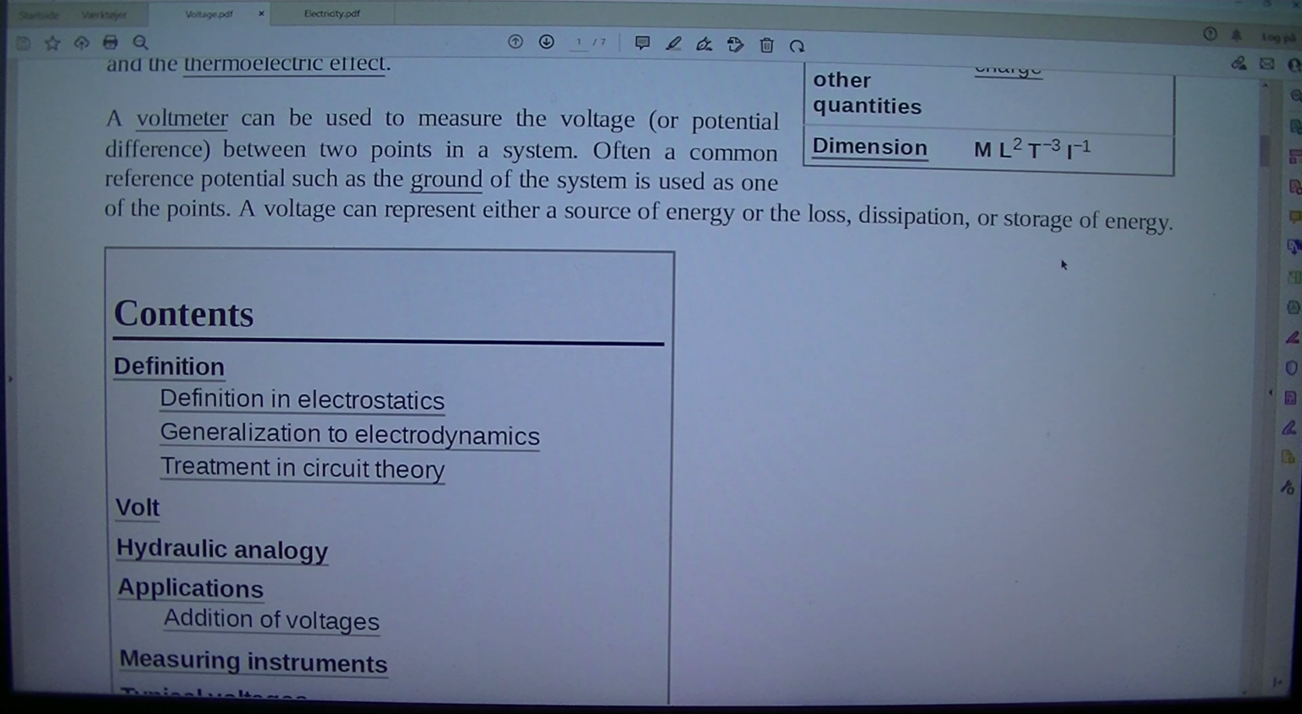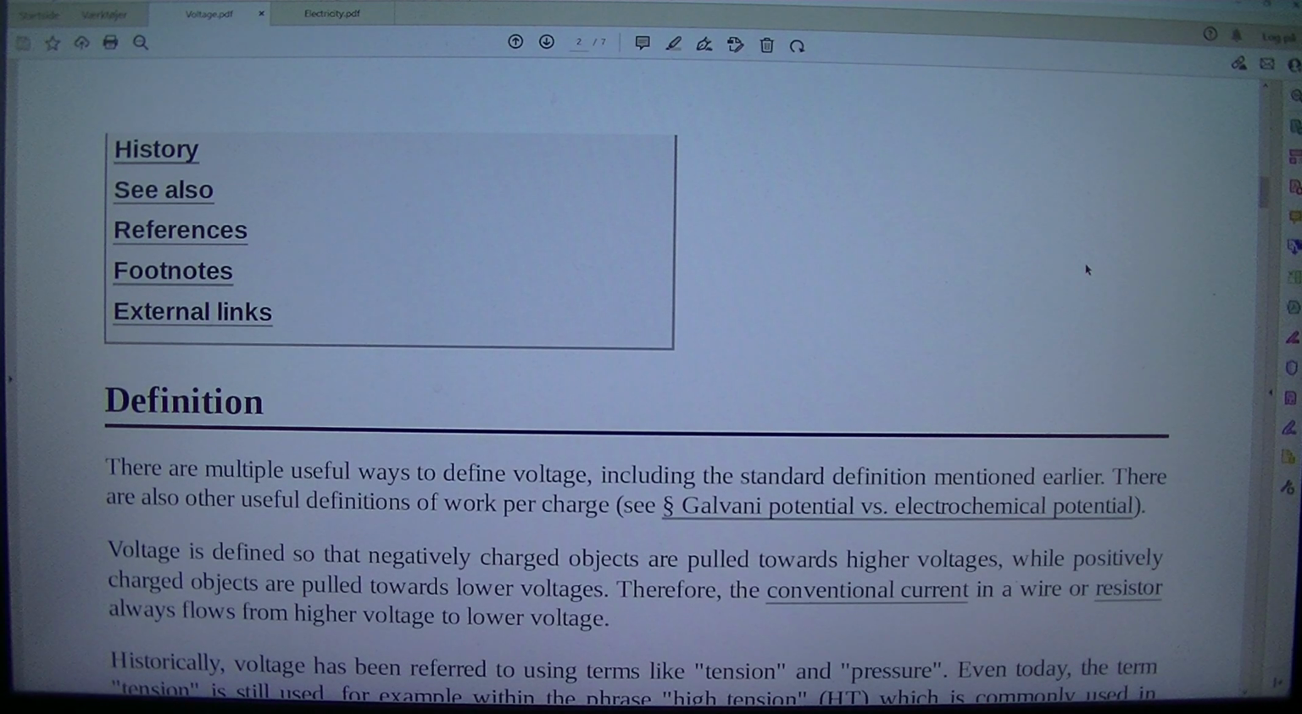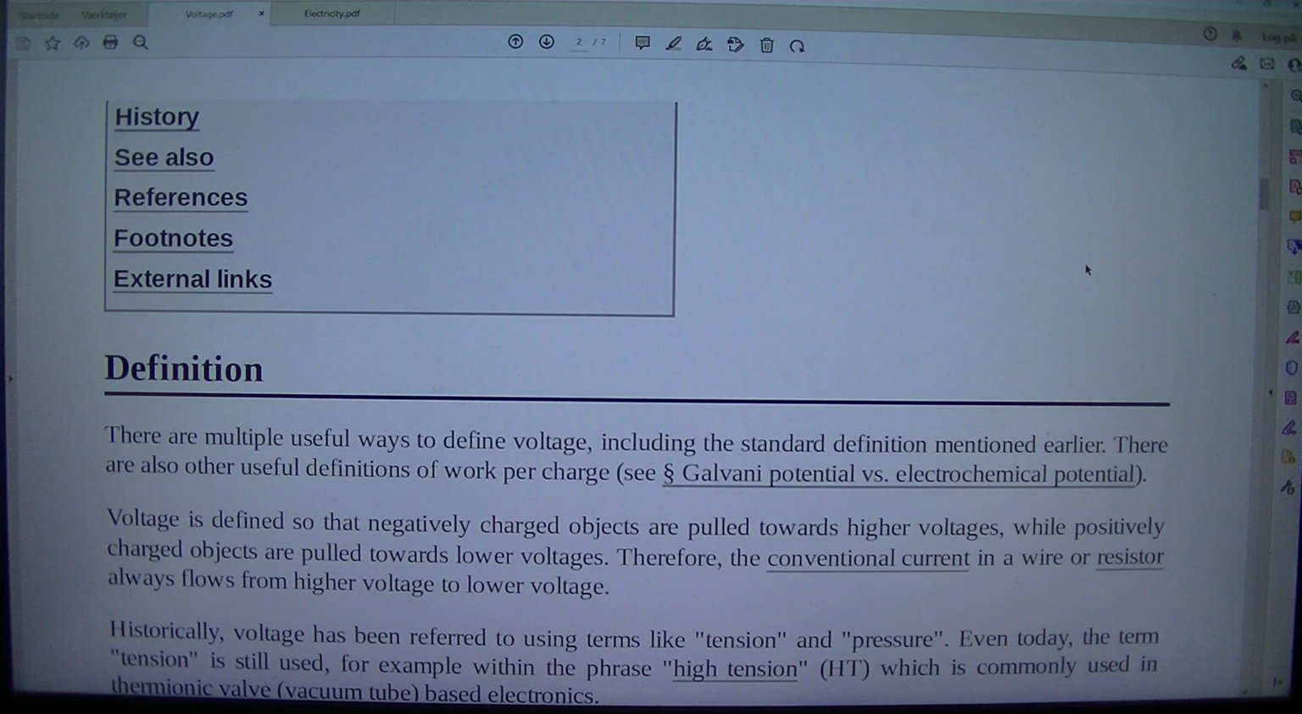Contents. Definition in electrostatics. Generalization to electrodynamics. Treatment in circuit theory. Volt. Hydraulic analogy. Applications: addition of voltages. Measuring instruments. Typical voltages. Galvanic potential versus electrochemical potential. History. See also. References. Footnotes.